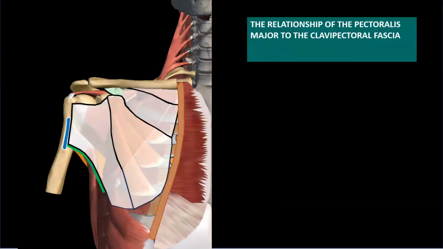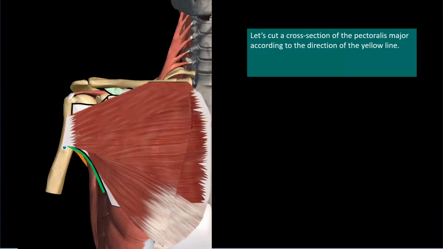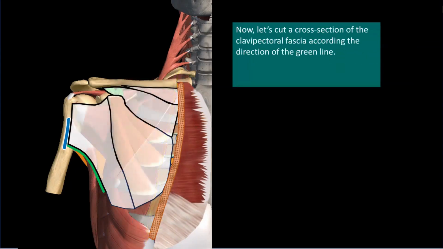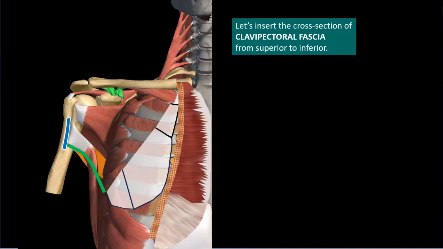The relationship of the pectoralis major to the clavipectoral fascia. Let's insert the pectoralis major. Let's cut a cross-section of the pectoralis major according to the direction of the yellow line. Let's remove the lateral 3/4 of the pectoralis major. Let's cut a cross-section of the clavipectoral fascia according to the direction of the green line. Let's remove the lateral part of the clavipectoral fascia. Let's insert the cross-section of the clavipectoral fascia from superior to inferior.